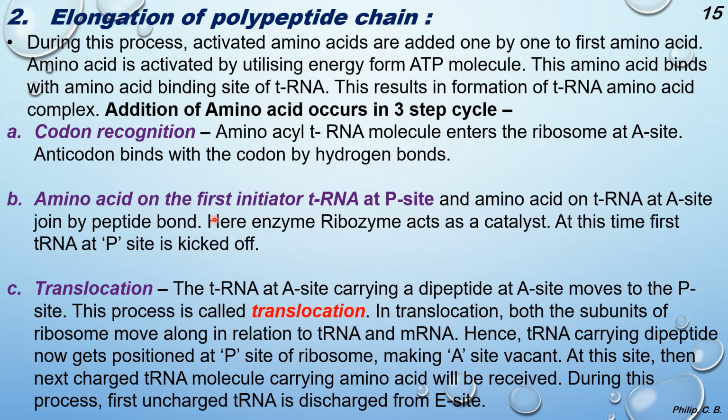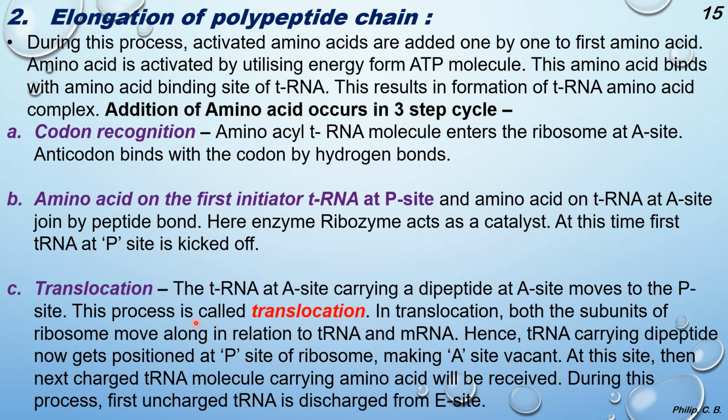Second, the amino acid on the first initiated tRNA at the P site and the amino acid on the tRNA at the A site are joined by a peptide bond. Here, the enzyme ribozyme acts as a catalyst, that is, to activate the process. At this time, the first tRNA at the P site is kicked off. So here the catalyst is the ribosome, which helps to initiate the process. So the amino acid binds to the first initiated tRNA at the P site.